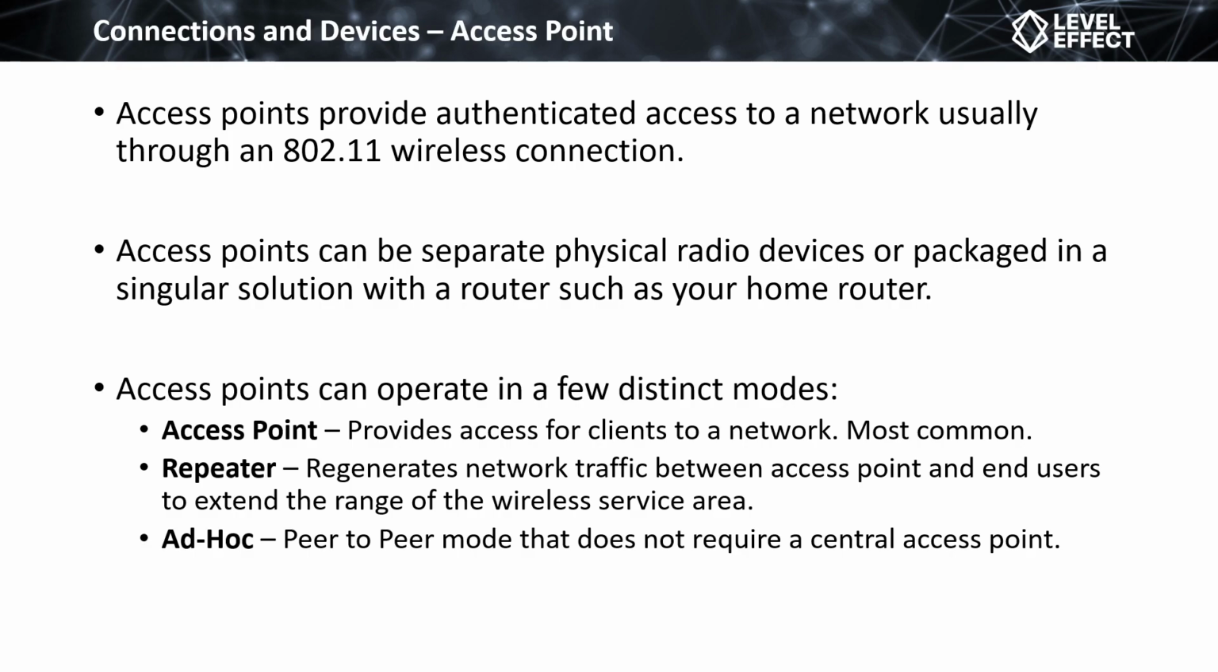And then last but not least, we have ad hoc, where you can have two access points directly communicate with one another. You could have two laptops that have wireless network cards in them talk directly to one another without requiring that central command authority or central access point to provide network access. They can peer directly to each other and not go through that central authority.